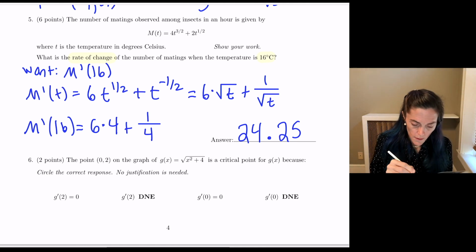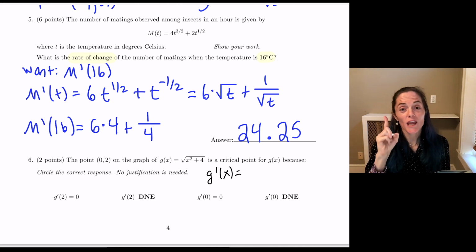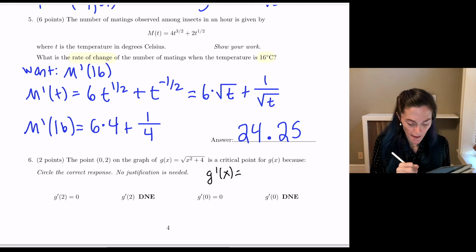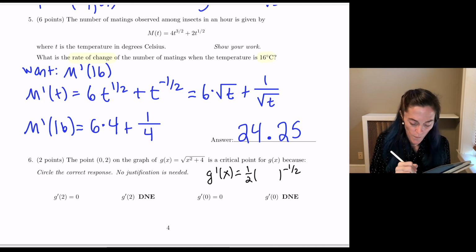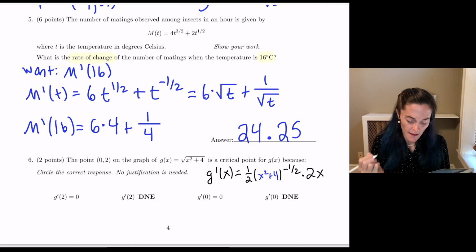Okay, so maybe I will write this smaller in black. G prime of x. Chain rule. My inside function is x squared plus 4. My outside function is the square root of x. So we have the derivative of the outside evaluated at the inside, and then times the derivative of the inside function.